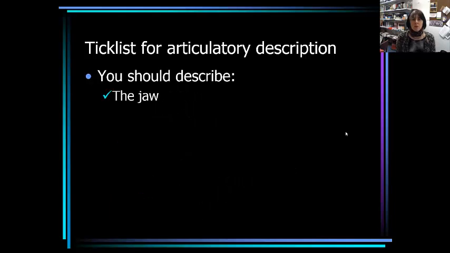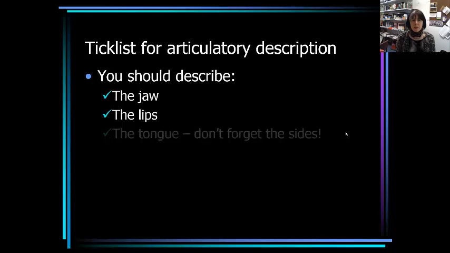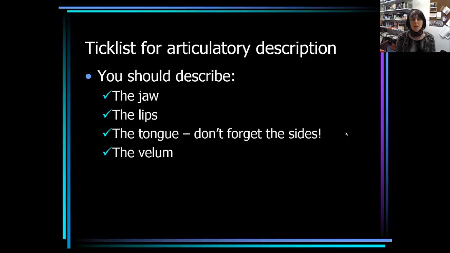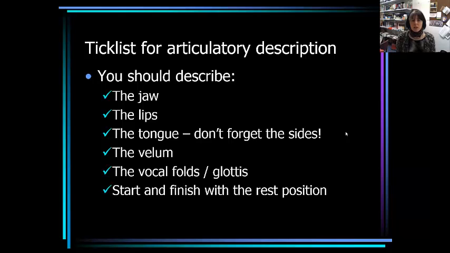and a sagittal section diagram showing an interesting moment in the articulation of the word. You need to describe the following things: the jaw, the lips, the tongue, don't forget what the sides of the tongue are doing, the velum, the vocal folds or glottis, and you should start and finish with the rest position.